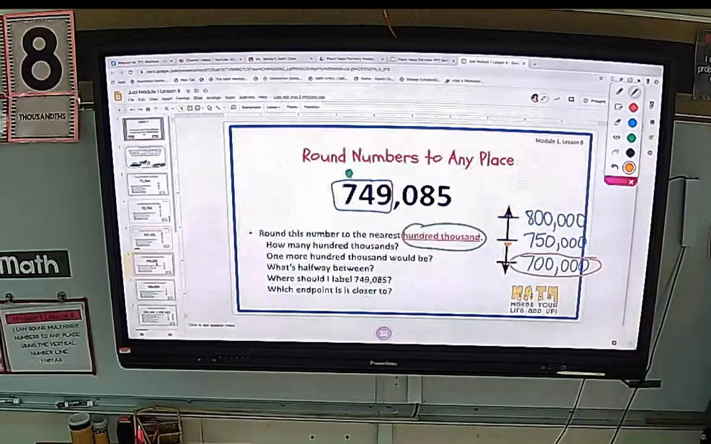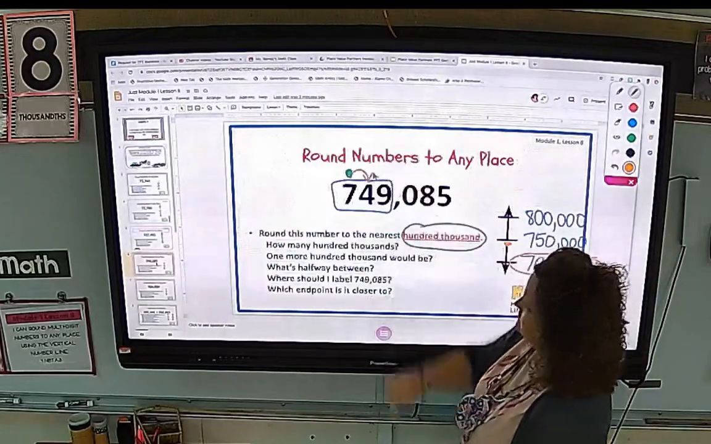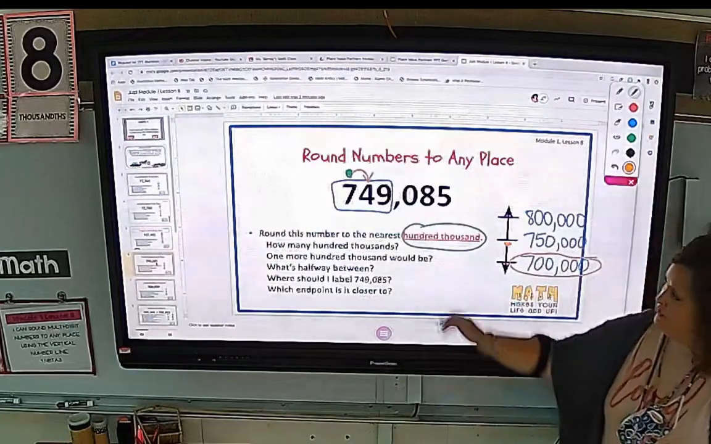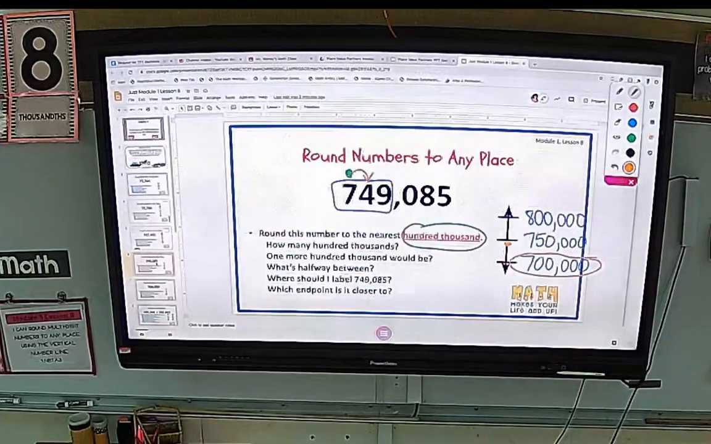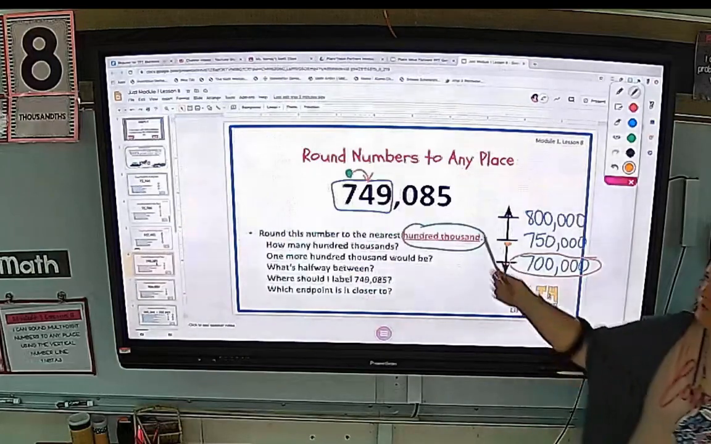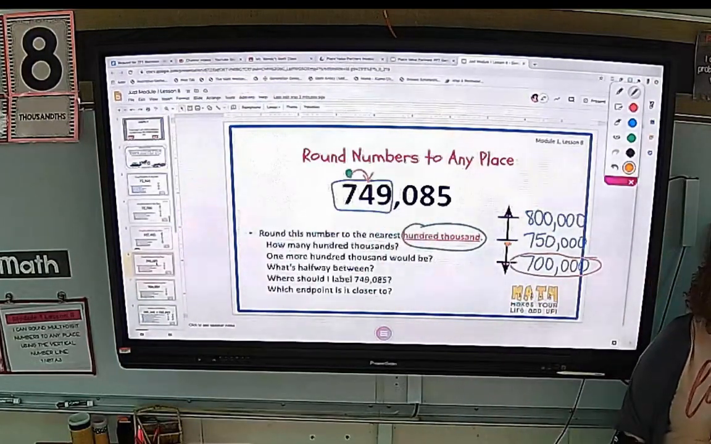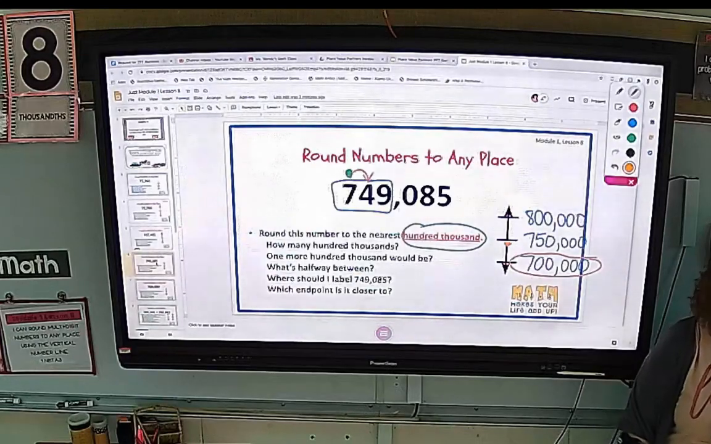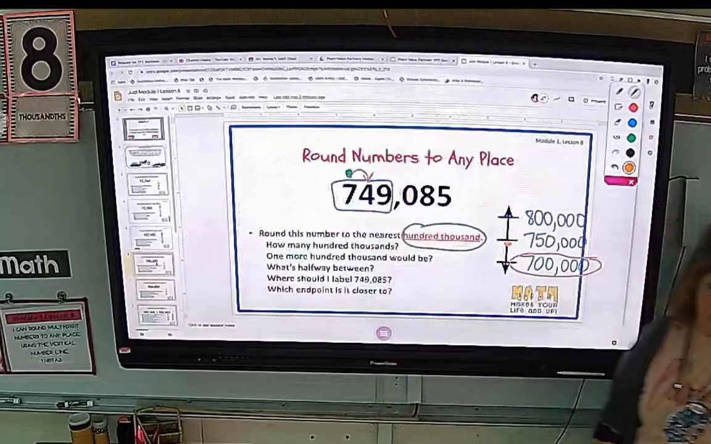So what does one of these look like if we're doing it the other way? We still look next door. Is the 4 going to change the 7? I want this or I want this. Everybody's answering me. You agree. You disagree. Is the 4 going to change the 7 to another digit? Yes? That 4 is big enough to change that 7?